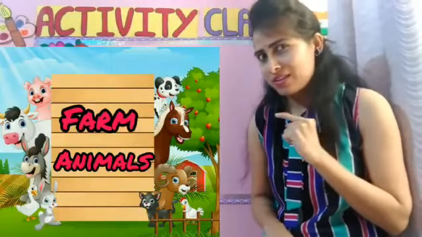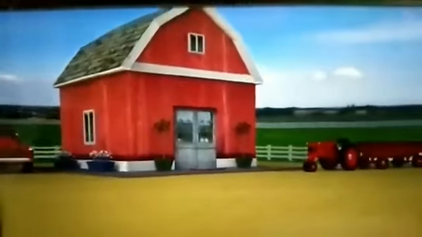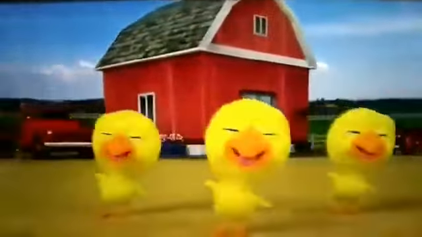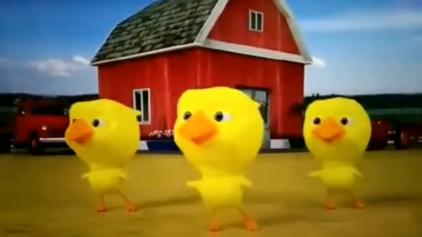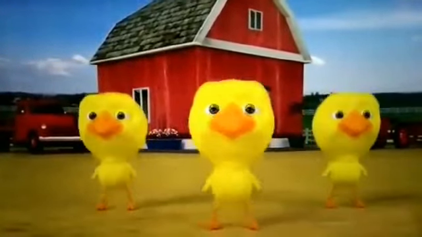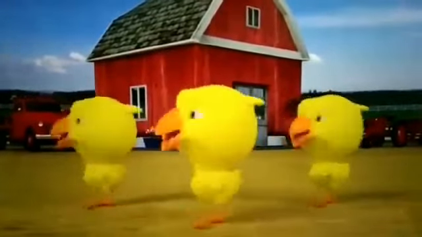Old MacDonald had a farm, E-I-E-I-O, and on that farm he had some chicks, E-I-E-I-O, with a buck here and a buck there, here a buck, there a buck, everywhere a buck. Old MacDonald had a farm, E-I-E-I-O.